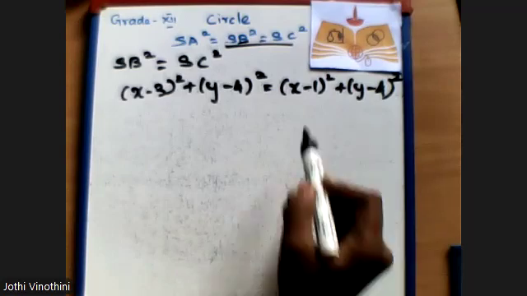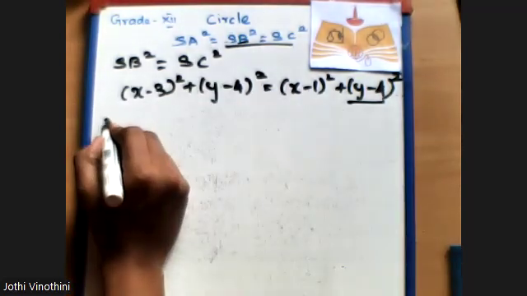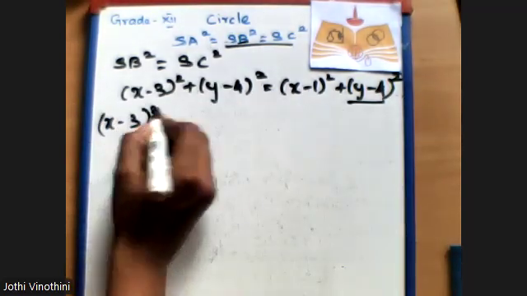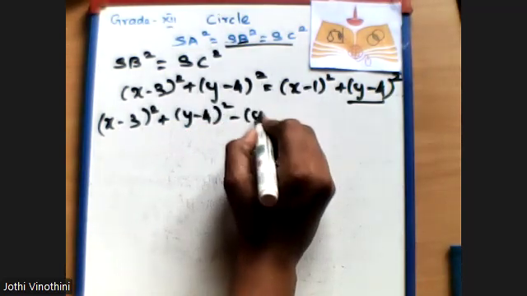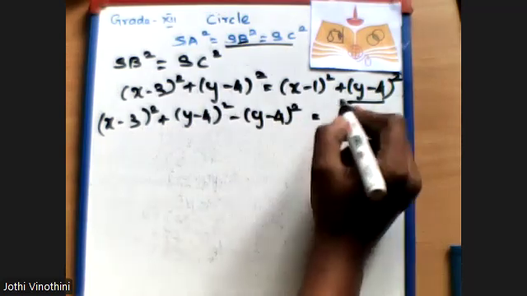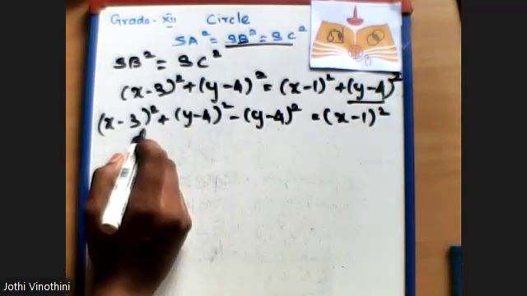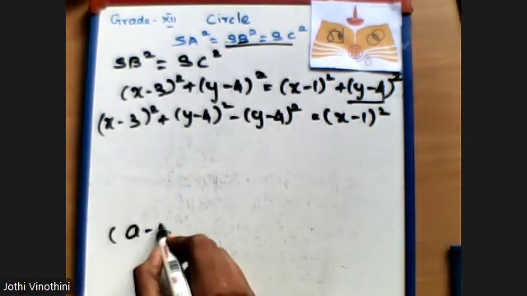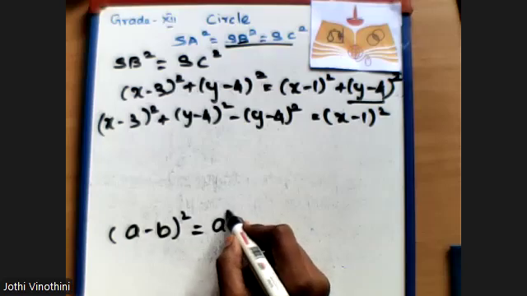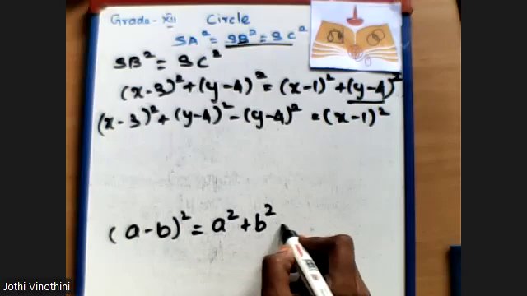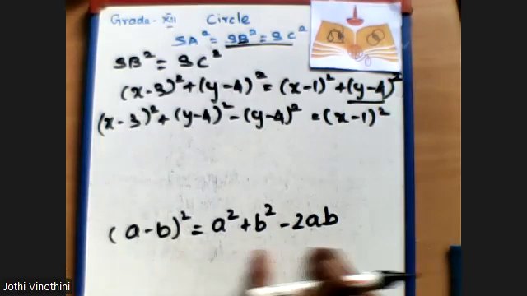Okay. So now I am going to move this (y minus 4) the whole square to this side. So (x minus 3) the whole square plus (y minus 4) the whole square minus (y minus 4) the whole square equals (x minus 1) the whole square, right? It is in the (a minus b) the whole squared format, like we already saw. We can expand it as a squared plus b squared minus 2ab. So we are going to substitute this in this formula.